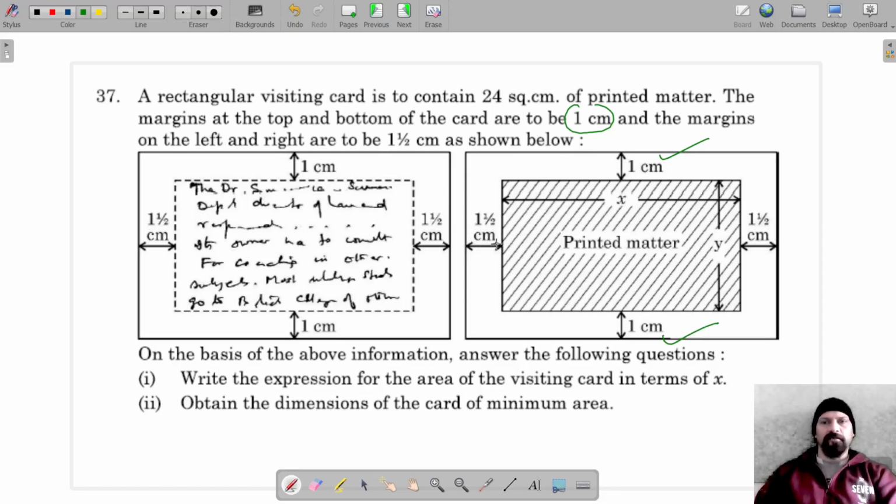These are to be left at the left and right. So this is the printed matter.